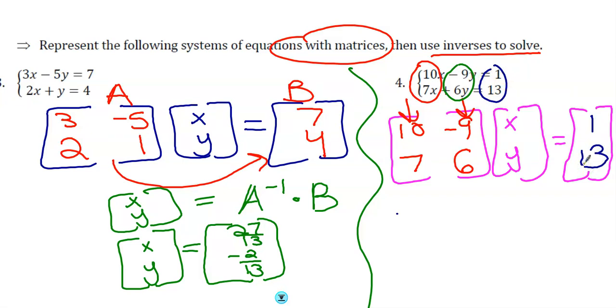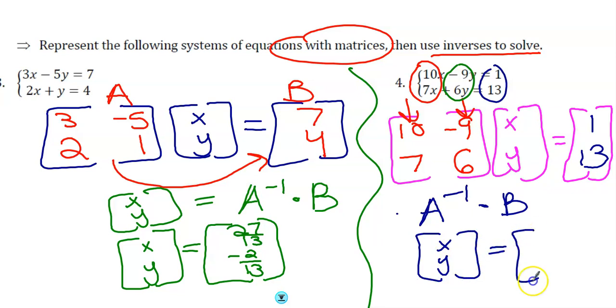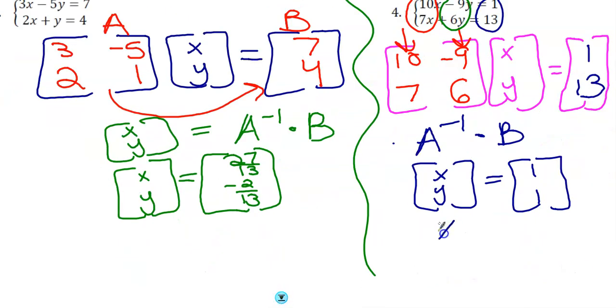So let's plug it in, find the inverse of the first one, and then times it by the constant matrix, also known as B. All right, for this one, x and y, they both equal 1. So x equals 1, and y equals 1.